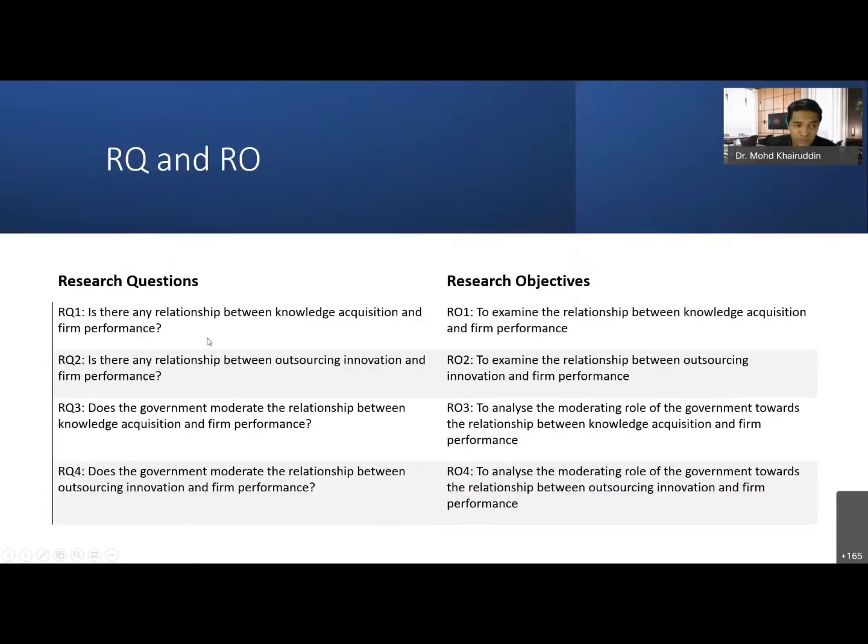Whenever you have a question, do you have an objective to answer the research question or not? So for example, is there any relationship between knowledge acquisition and firm performance? So we have research objective one: to examine the relationship between knowledge acquisition and firm performance. So easily you can see we have the answer to this research question in terms of the research objective.